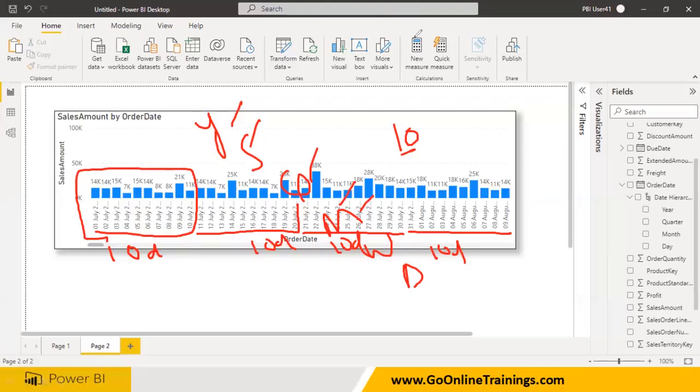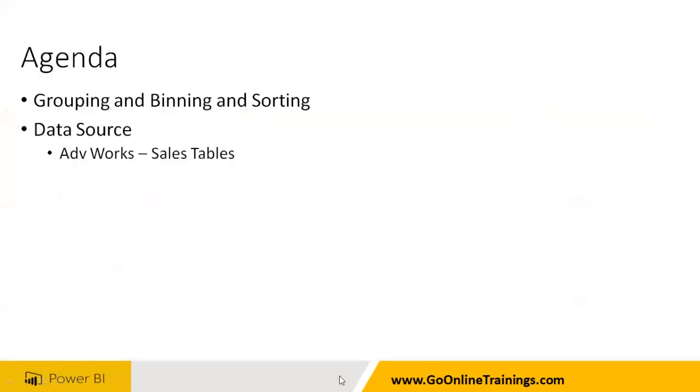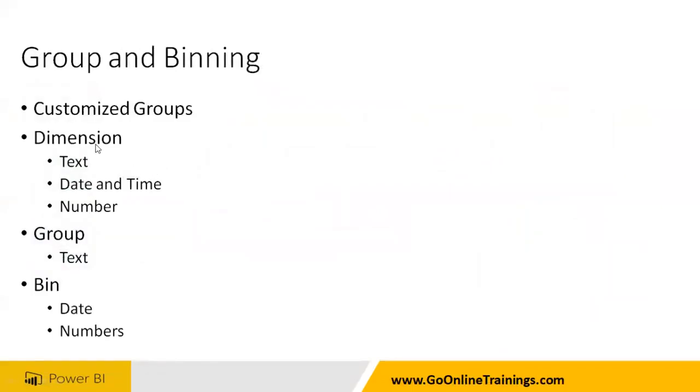So let me create a group. Okay, so grouping and binning is the agenda. So we are talking about customized grouping. So if you wanted to group, then definitely you can have the dimension columns. What are the dimension columns? Any column which can be a text column, date and time column, a number column. This is what is called a dimension column.